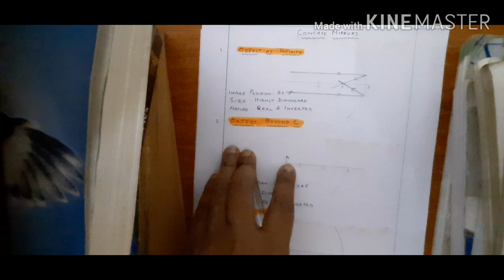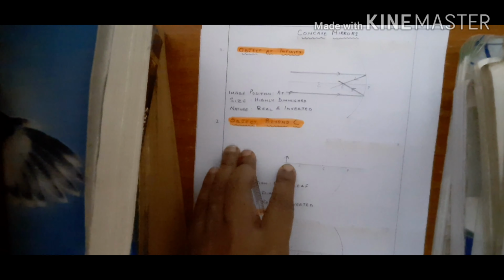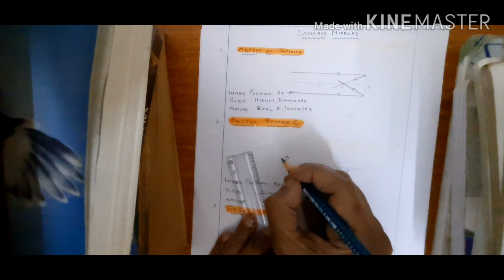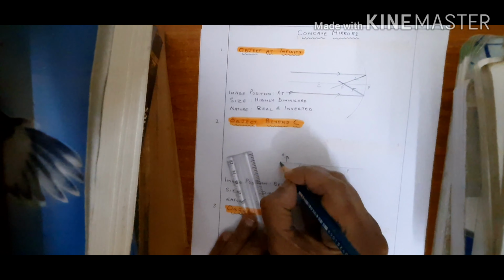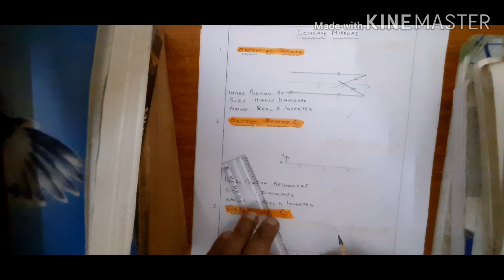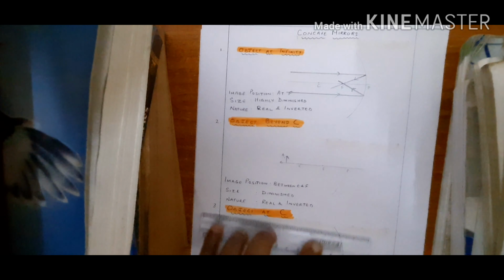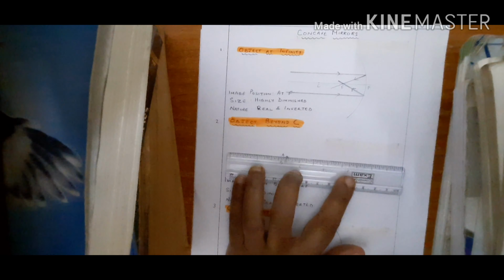We are considering rays only from the top part of the object. I can name the object as AB. So I am taking rays only from the top part of the object. Remember that there are rays from other parts, but I am not drawing them because my diagram will look very congested. So only from the top part.